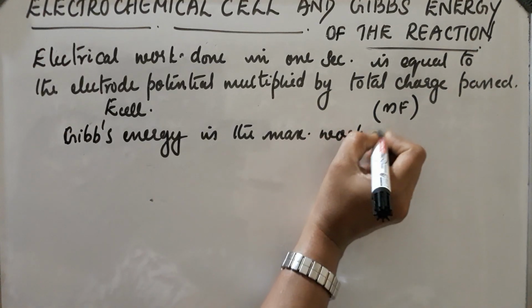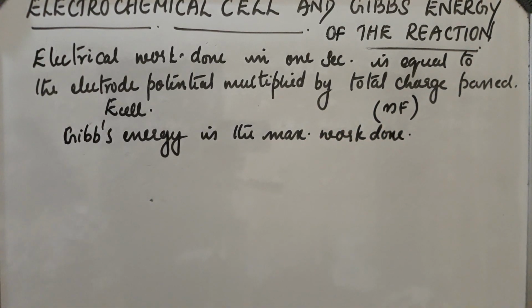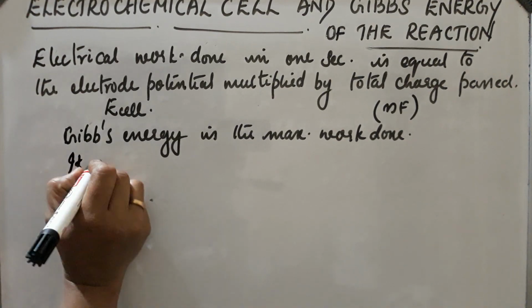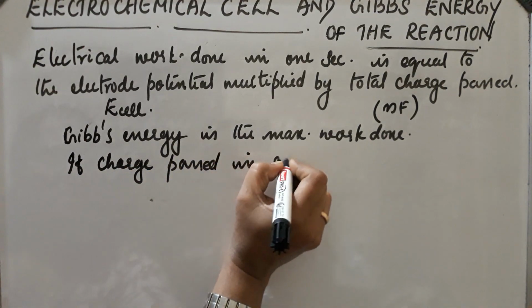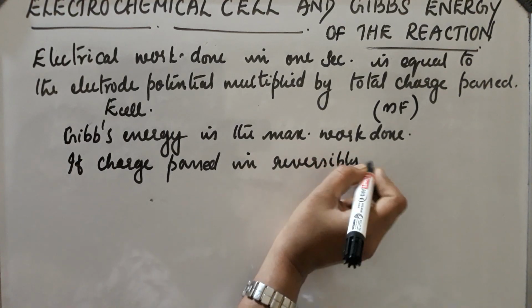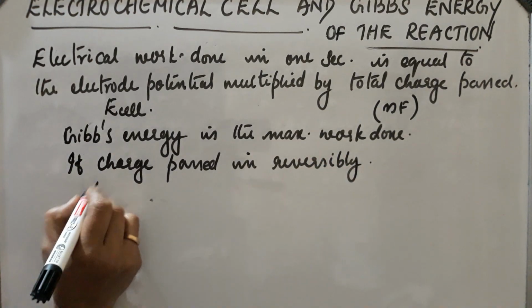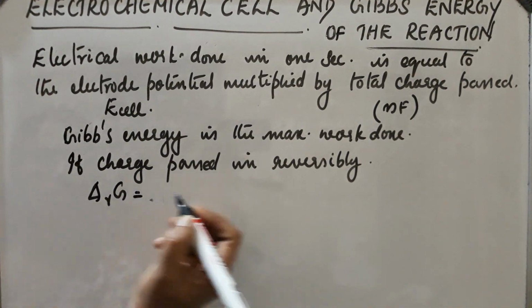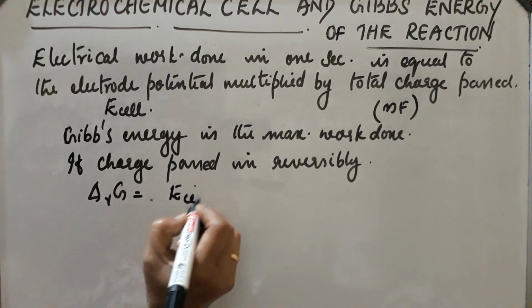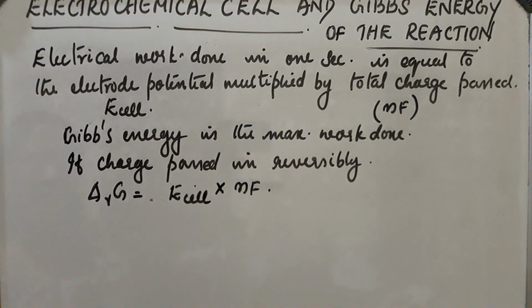So, in a galvanic cell, the maximum work done is possible if the charge is passed reversibly. So, how can we write this? This Gibbs energy can be represented as delta G of R. Gibbs energy of the reaction, delta G of R, will be equal to E of cell into nF. By sign convention, since the charge is passed reversibly, the value of delta G will be a negative value because the Gibbs energy is decreasing.